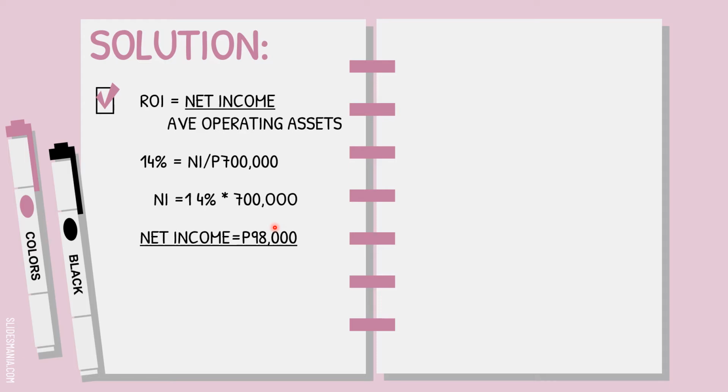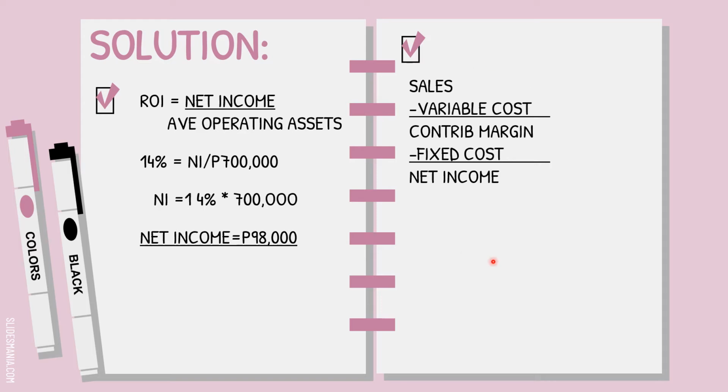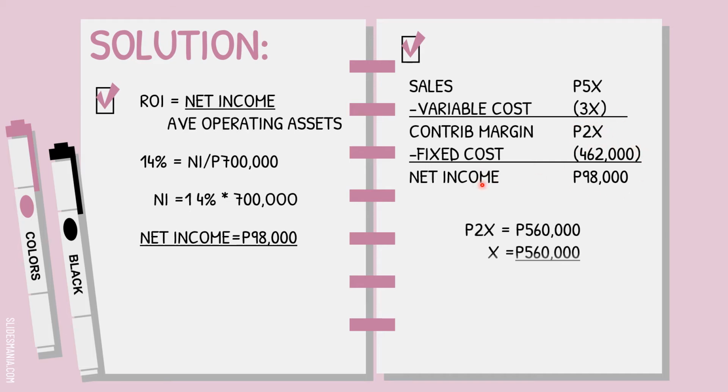So the next step is to solve for the contribution margin so we can get the number of units. This is our formula: sales less variable cost is equal to contribution margin, and contribution margin less fixed cost is equal to net income. So the contribution margin is 5 minus 3, so we have 2 pesos per unit. Combining the fixed cost and the net income, we have 2 pesos per unit times the number of units is equal to 560,000.